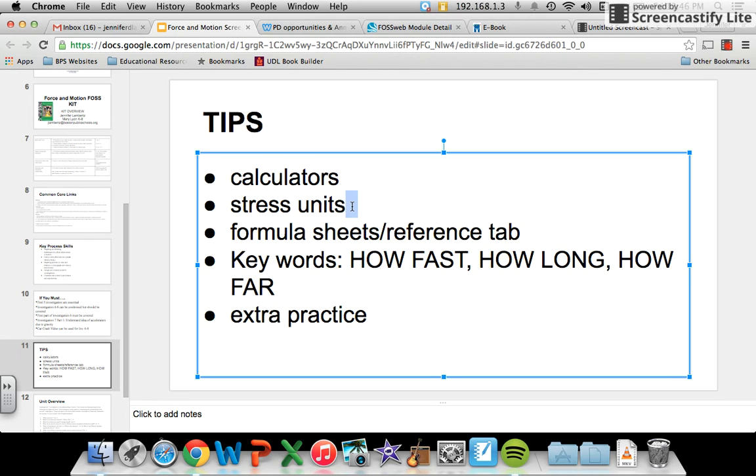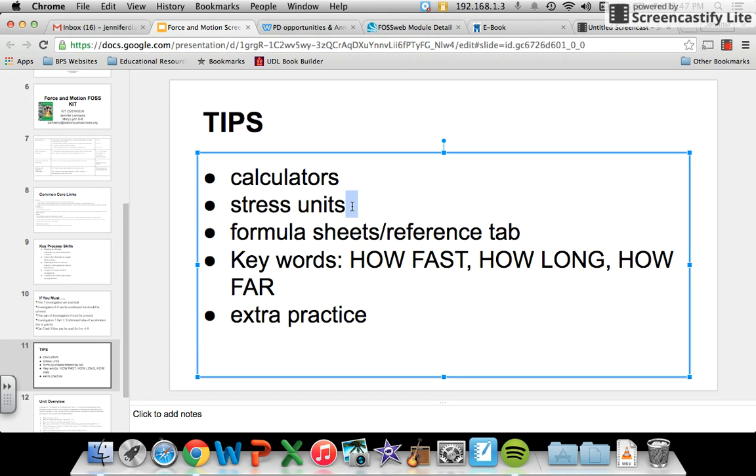I also tend to focus on keywords such as how fast, how long, how far. Again, I get obnoxious about this, but every time they see how fast, I want everybody to be able to say distance, and everybody to be able to say time if I say how long. I found this really helpful with working with some of my English language learners and some of my special ed students as well.